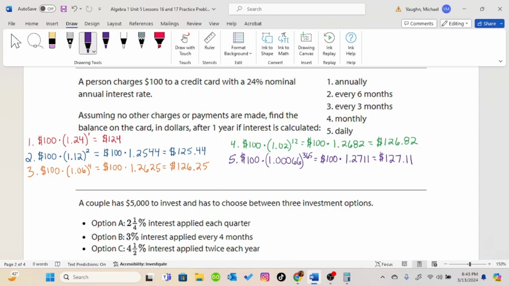So you can see that even though it might have a 24% nominal annual interest rate, the more often that interest rate is calculated, the more money you actually end up paying. So if it's only calculated once per year, you would pay $124, but if it's calculated daily, you would actually end up paying $127.11.